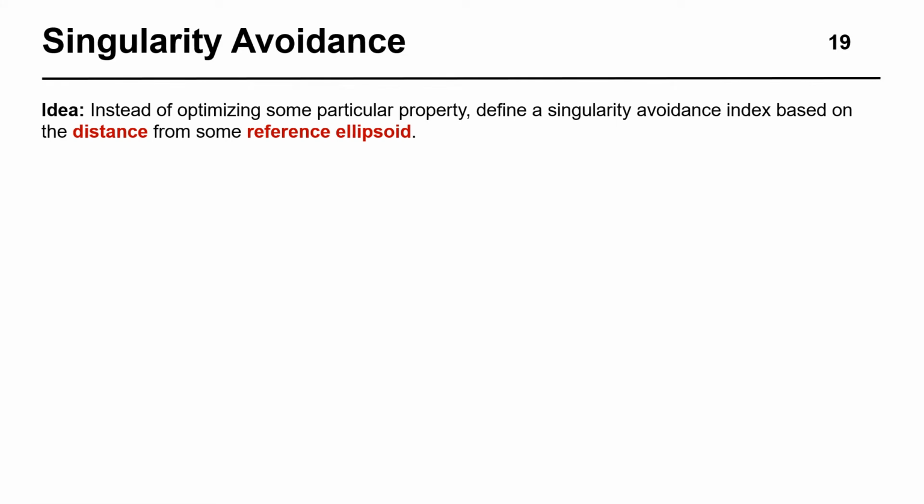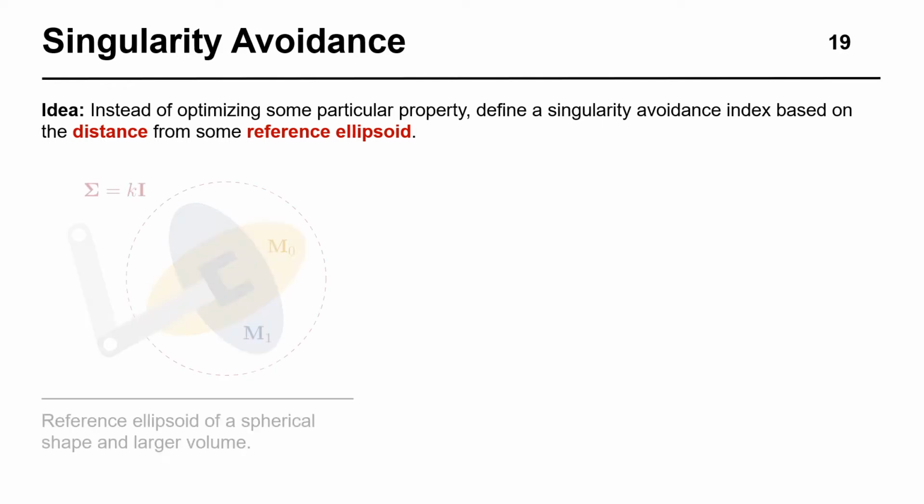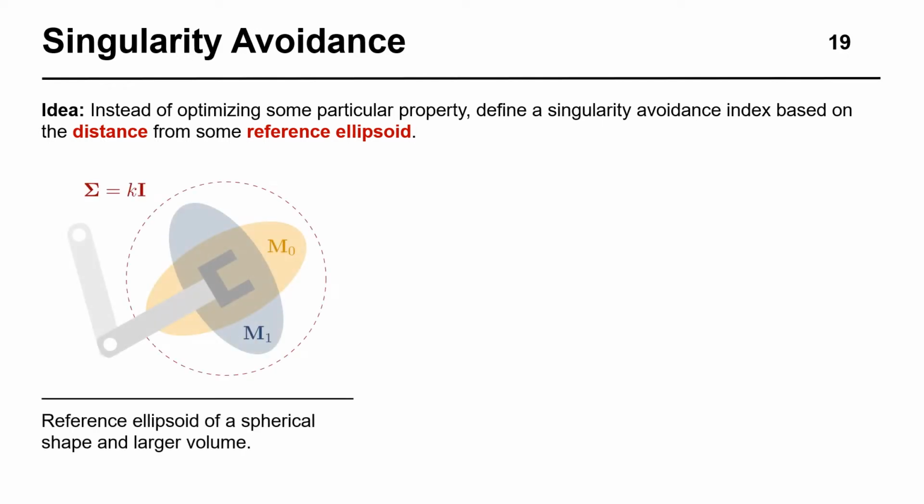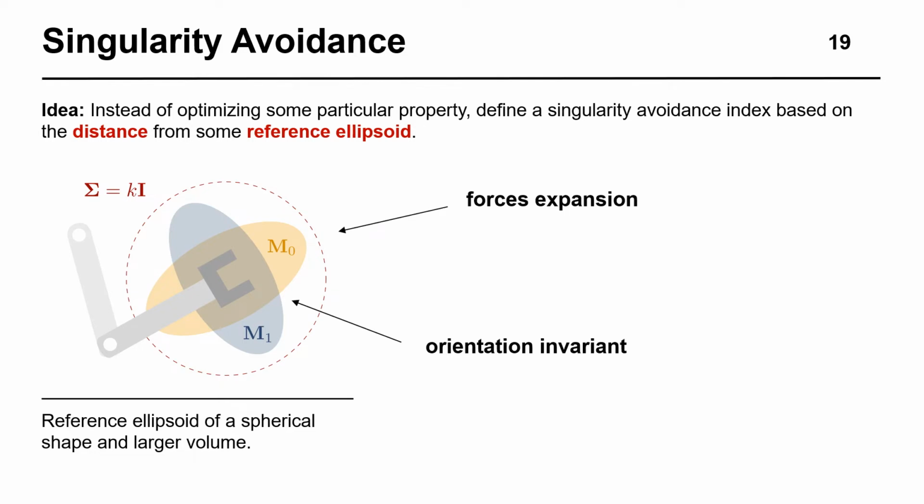This leads us to an interesting idea. If there was a notion of a differentiable distance between ellipsoids, could we derive an optimization criteria that minimizes the distance between the current manipulability ellipsoid and some sufficiently non-singular ellipsoid? For example, we could set a reference ellipsoid of a spherical shape that is always larger than the current manipulability ellipsoid, forcing it to expand in order to reduce the distance.